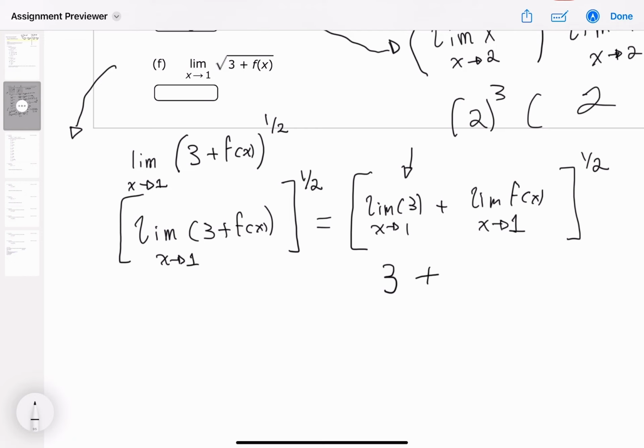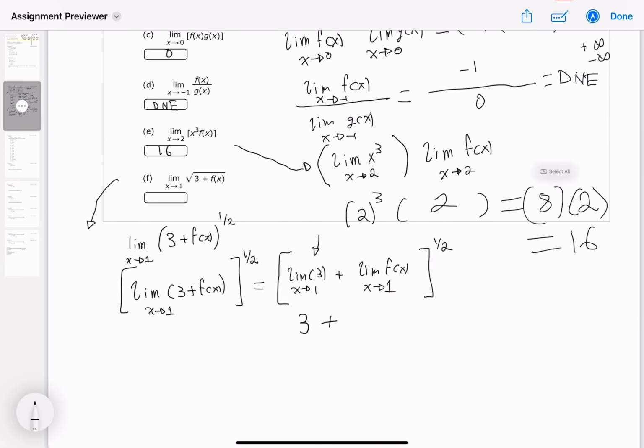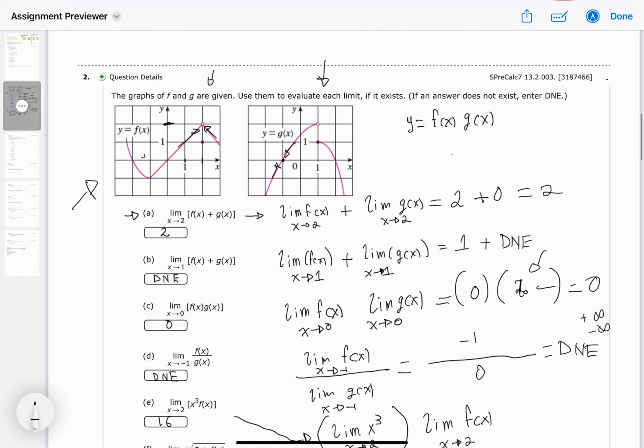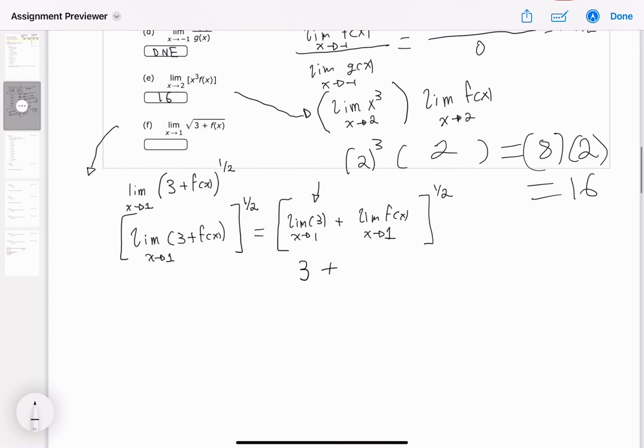For the second part, I have to find the limit with the graph of f of x. I have the graph above, and it is as x approaches 1. Here's my number 1. What is happening from the left side, from the right side? I'm approaching this point whose y coordinate is 1. So here's 1.